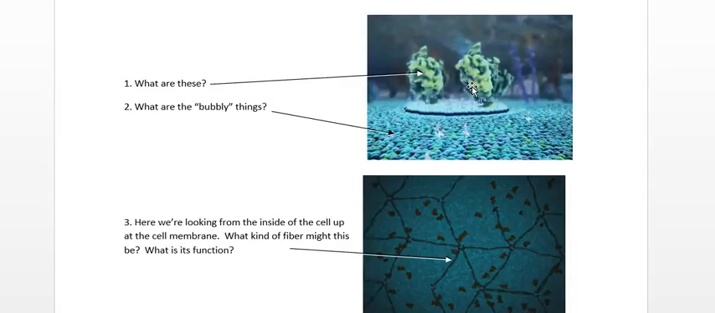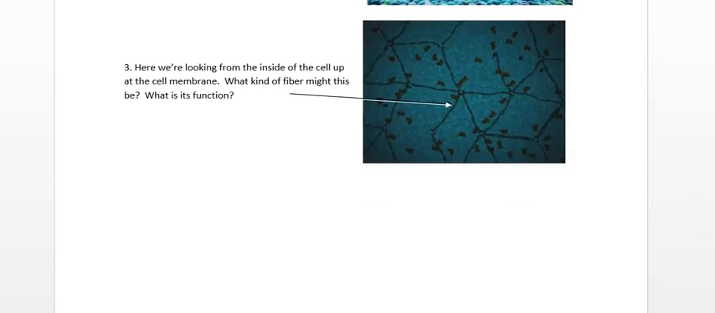I promise we'll do more of a discussion on those. Number 3, what do you think that is? That's part of the cytoskeleton. The video said spectrin tetramer. Yeah, what do you think that is? It's there to form the cytoskeleton and provide stability for the cell.